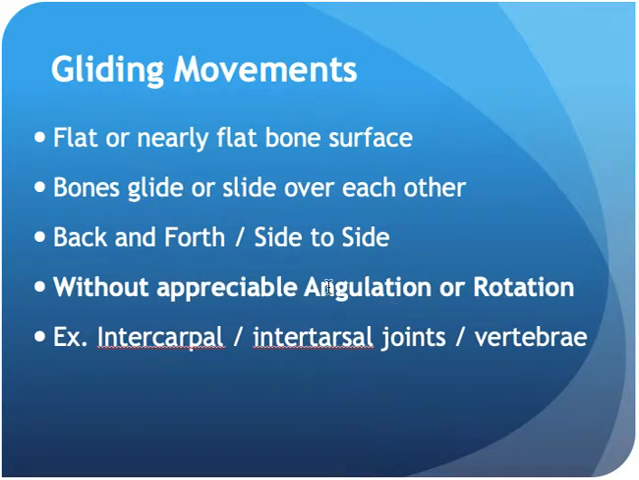There's no appreciable angulation, and what they're talking about with angulation is that there's no change in the angles between the joints. So no change in the angles between the joints, and then no rotation. The best examples of these are going to be the bones in your wrists and in your ankles. So it's my intercarpals, my intertarsal joints, and then my vertebrae are also going to move with these sliding movements.